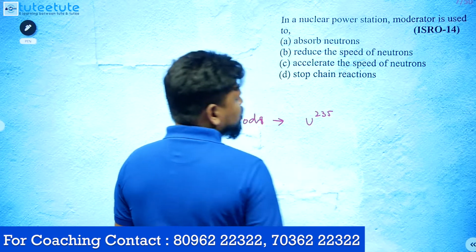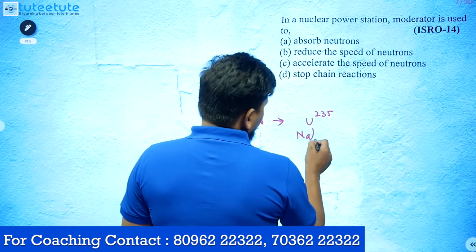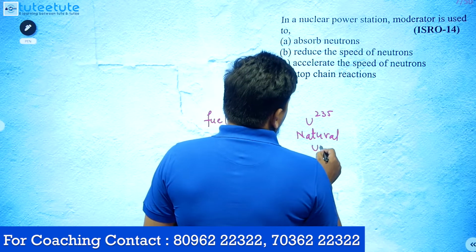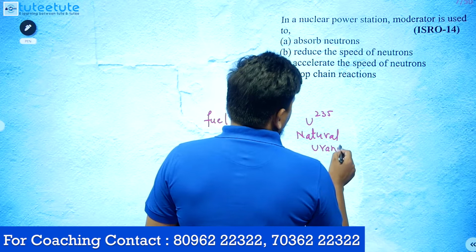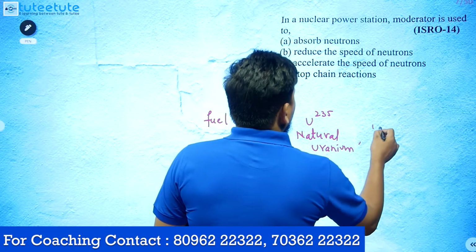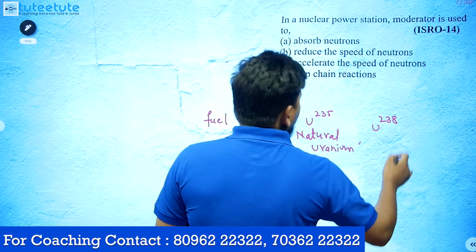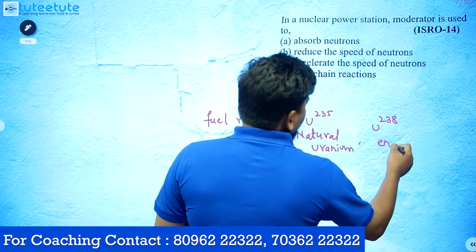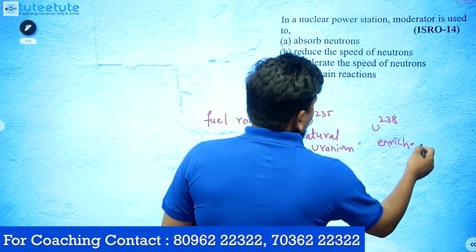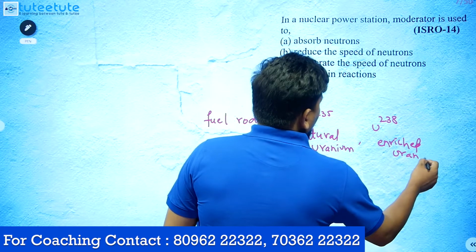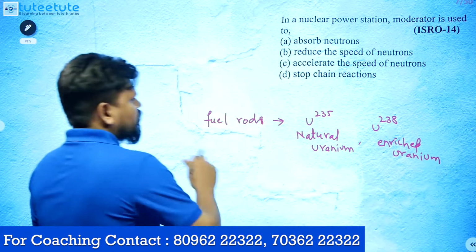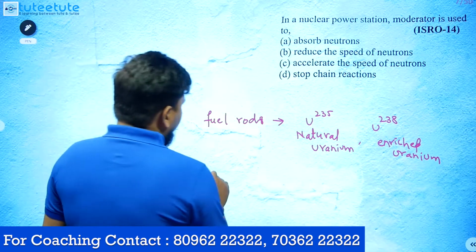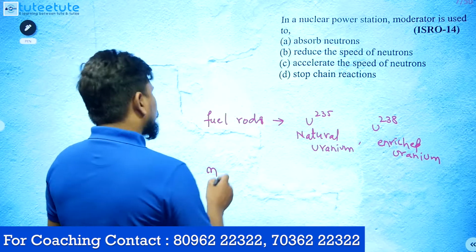That is nothing but natural uranium, or we can use enriched uranium. Uranium 238 is the enriched uranium. So that is the fuel rods. Next is the moderator, and I will tell you the reason why we are using this.